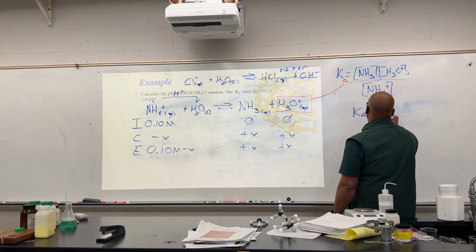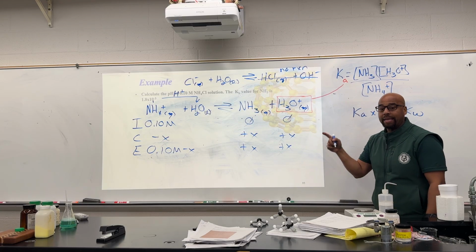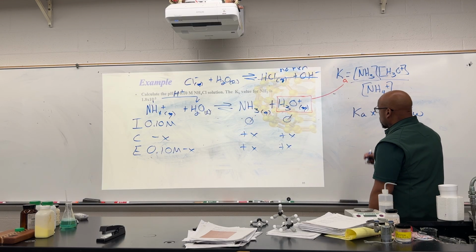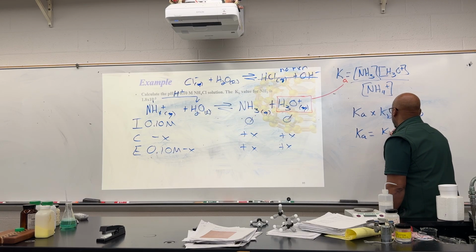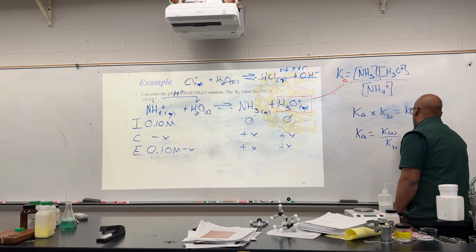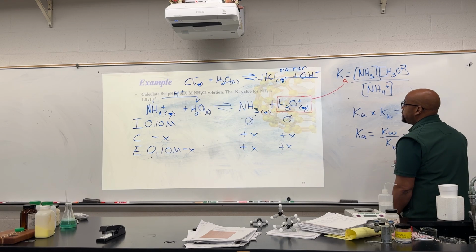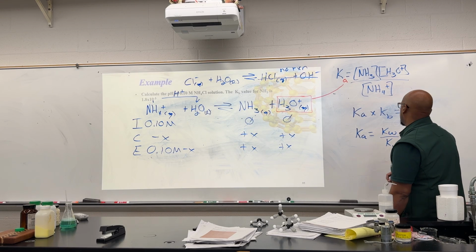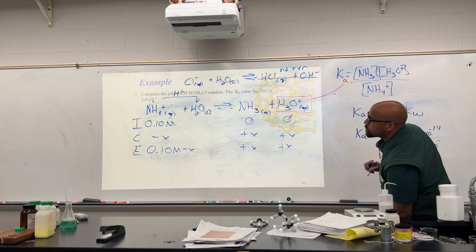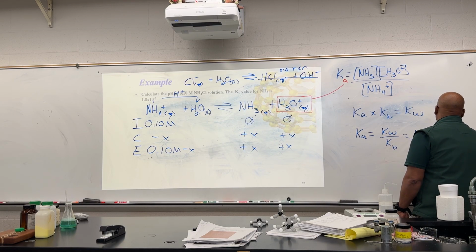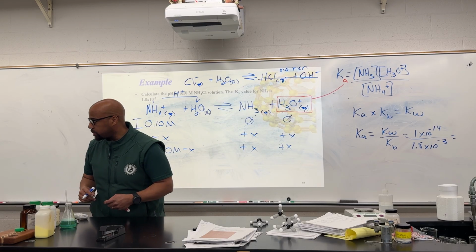Ka times Kb equals Kw. So I'm just going to get the right K that I need in this case. So for this one, Ka is equal to Kw divided by Kb. Kw I know is 1 times 10 to the negative 14th. The Kb in this case happens to be 1.8 times 10 to the negative 3, yes. And now we're going to have what we need in order to solve this problem.